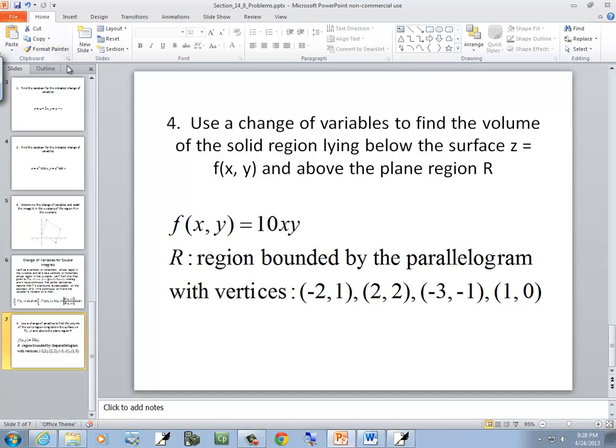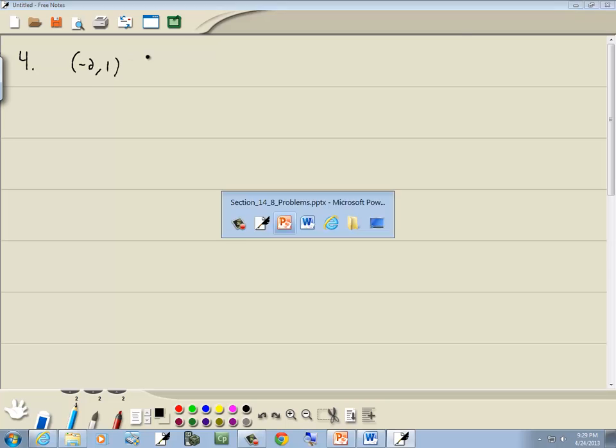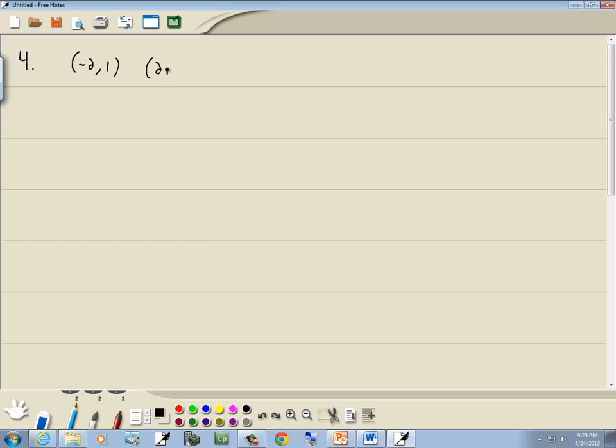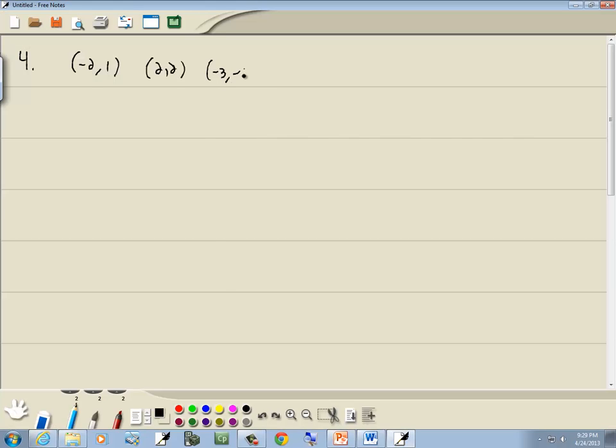So let's take a look at this problem. It says use change of variables to find the volume of the solid region lying below the surface z equals f of (x,y) and above the plane region R. R is a region bounded by the parallelogram with vertices (-2, 1), (2, 2), (-3, -1), and (1, 0). Well, let's graph these and then figure out what our u and v are going to be substitution wise.